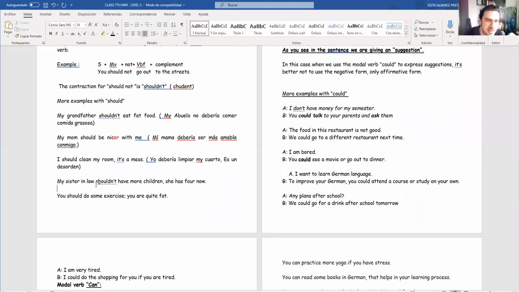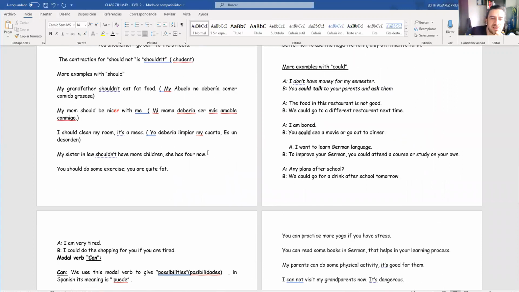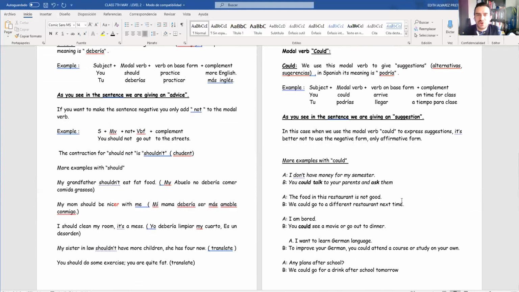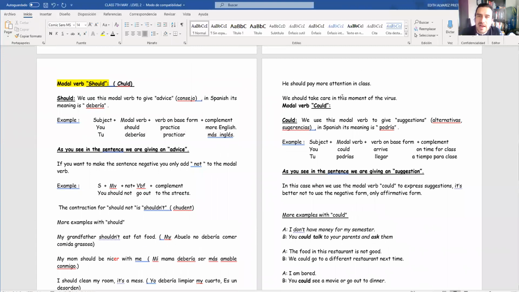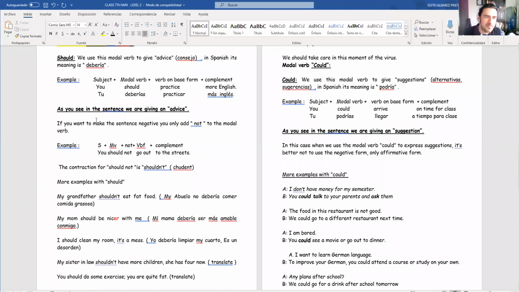And my sister-in-law shouldn't have more children. She has 4 now, ¿ok? Entonces, la idea es que ustedes aquí me coloquen cuál sería su traducción. ¿No? Translate. Ok, y lo mismo acá. Translate. La colocamos ahí. Como yo lo hice. ¿No? Okay, cool. That would be according to should. Okay. And the last example, sorry.